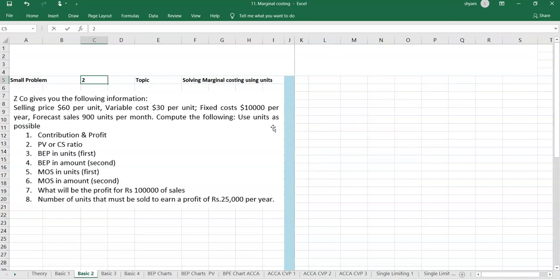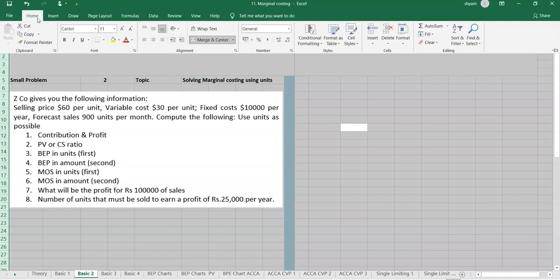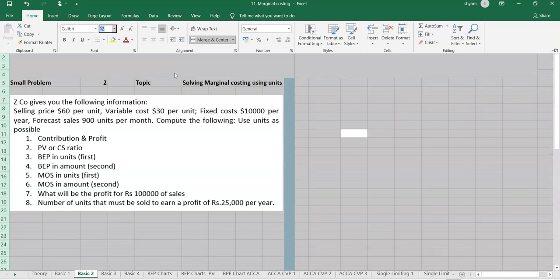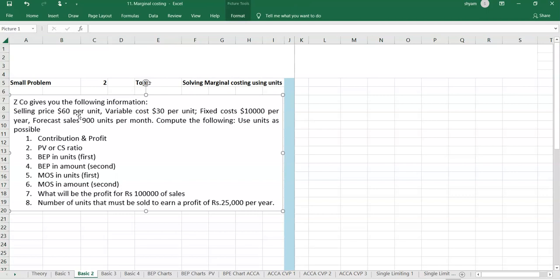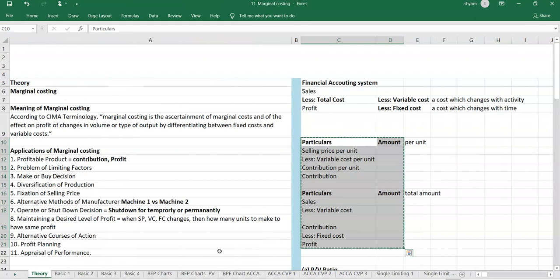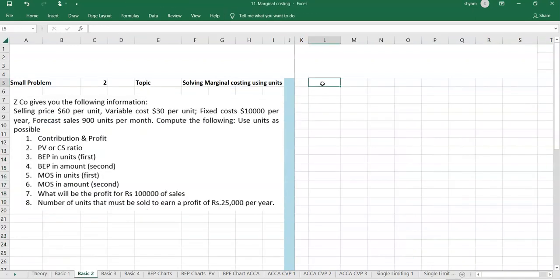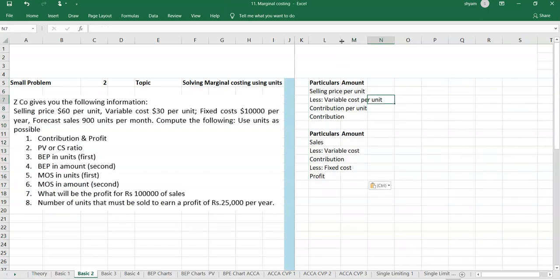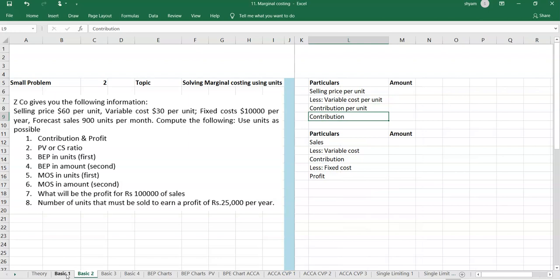Number 2. So here we have certain items to be computed. So we'll first copy the format. Format is very important. This problem tells you the selling price per unit is 60 and variable cost is 30 per unit. Fixed cost is 10,000 per year. Sales forecast per month.